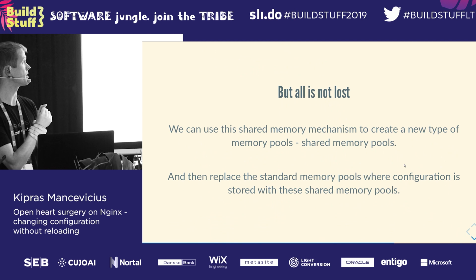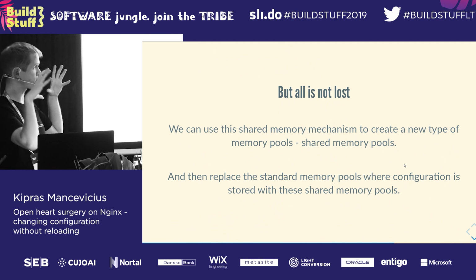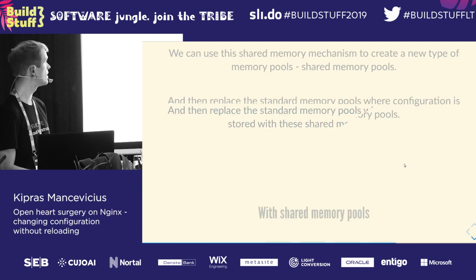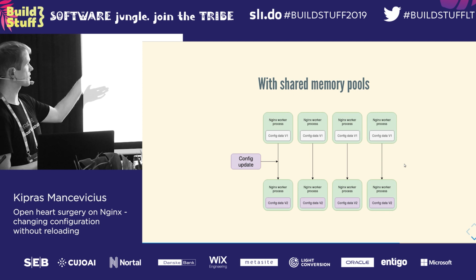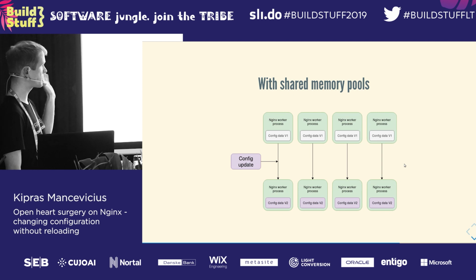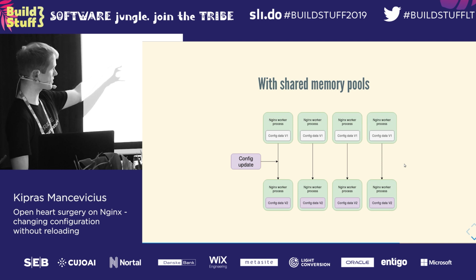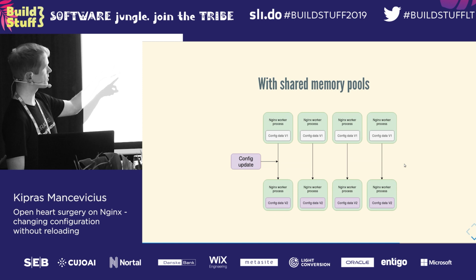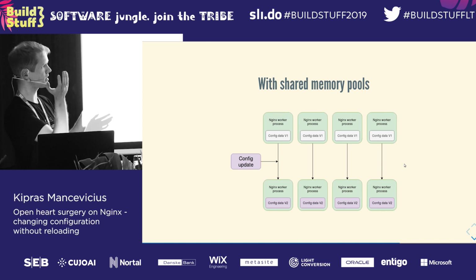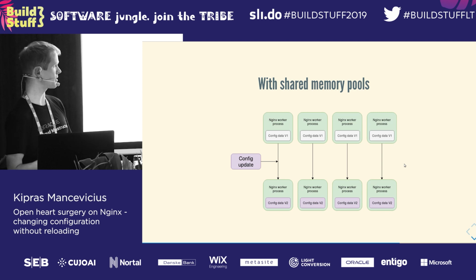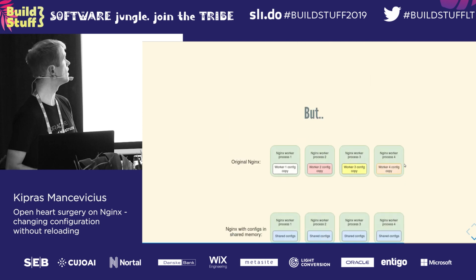So we can use this mechanism to create a new type of memory pool, which is a shared memory pool, and put those configurations there, right? And so with that, we get this, right? A worker catches the config updates, and now the config update is in all of the processes because we changed it in the process that caught the request, but because all those configs are now in that shared memory block, it automatically is updated in the other workers, right? You didn't have to do anything. So that's good. That solves that.